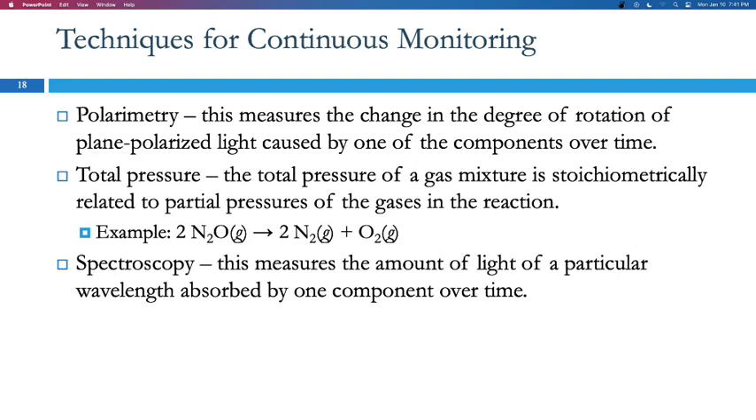So I'm not going to test you on these techniques, but I just want you to get an idea and appreciation for how kind of challenging it can be to measure the concentration of something in a mixture. So one way is to use polarimetry, and that measures the change in the degree of the rotation of plane polarized light. So if you have a chiral compound, it will bend the light. You can measure that. As that reacts and becomes non-chiral, then the shift changes. And so that's, in very special circumstances, you can use that.